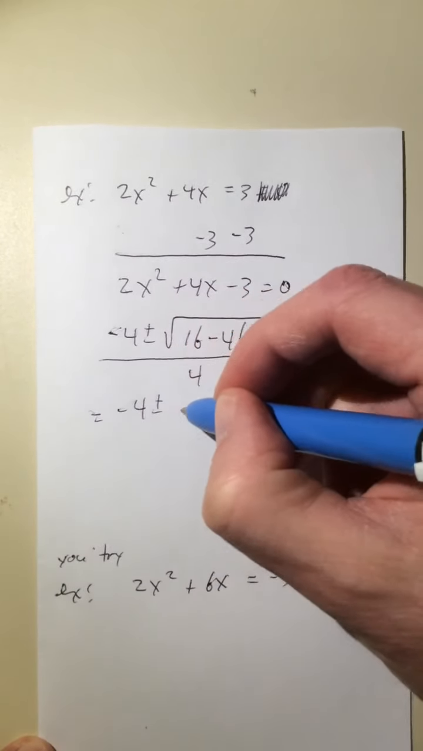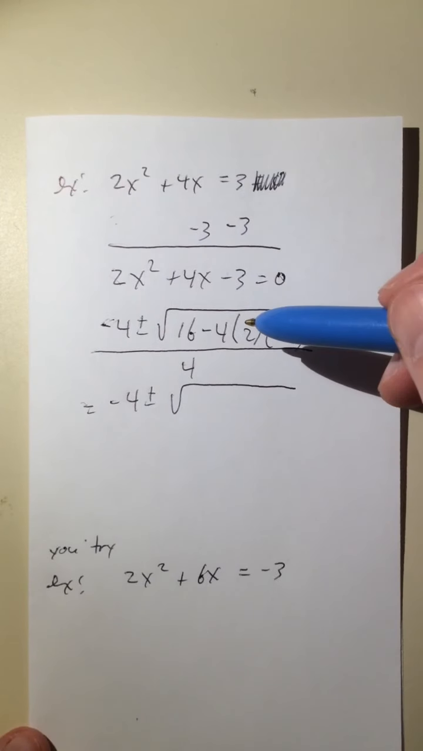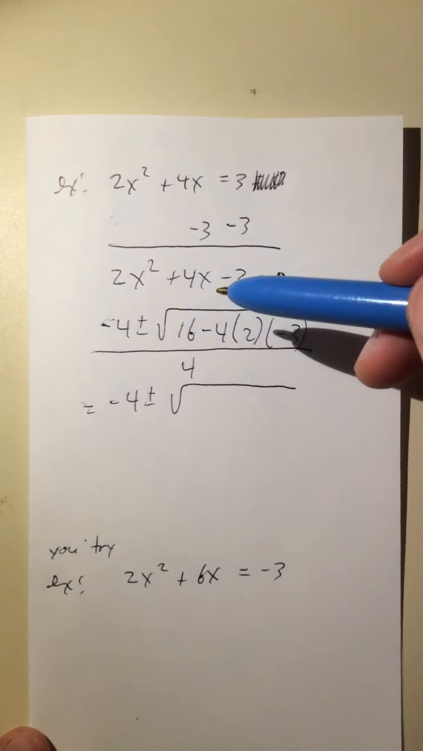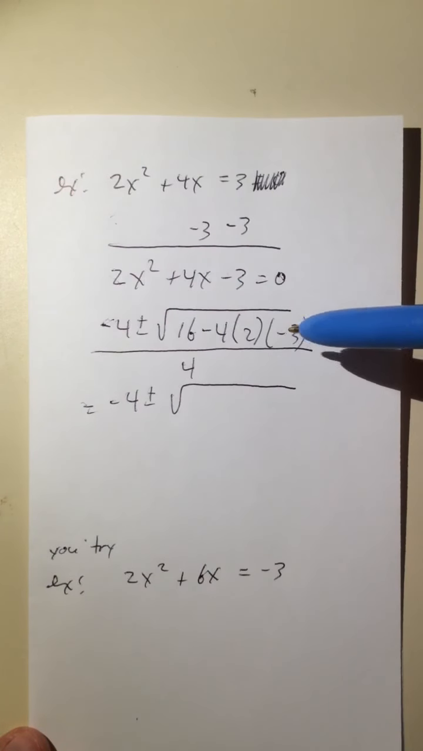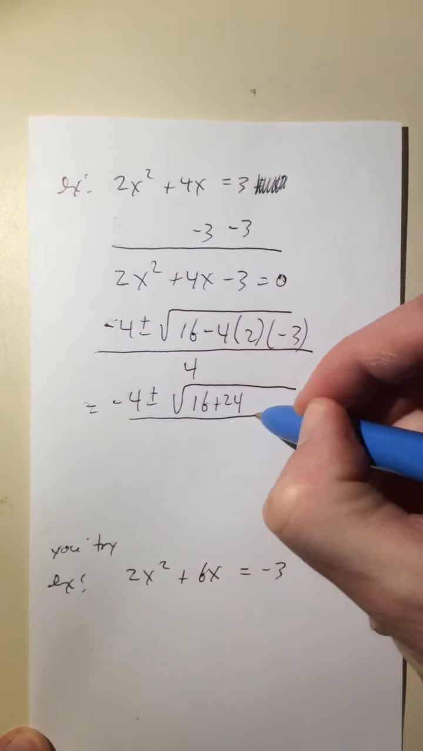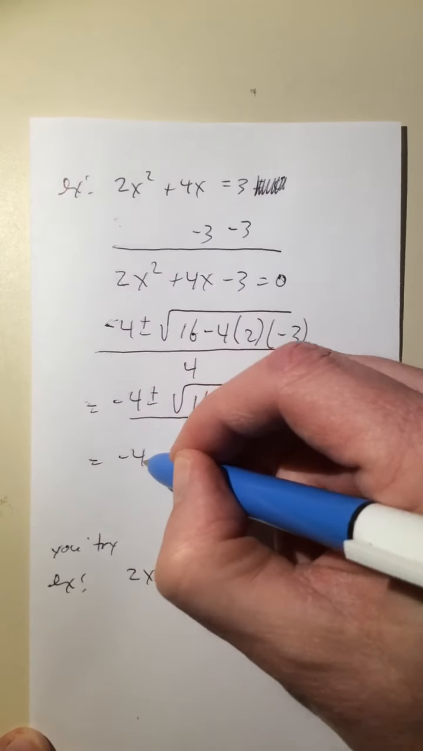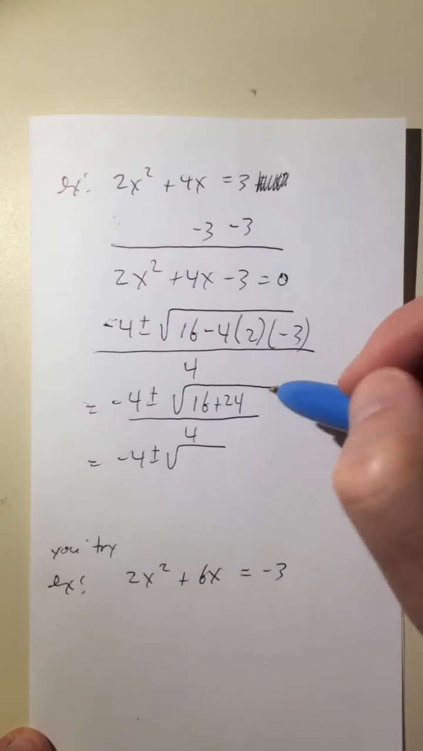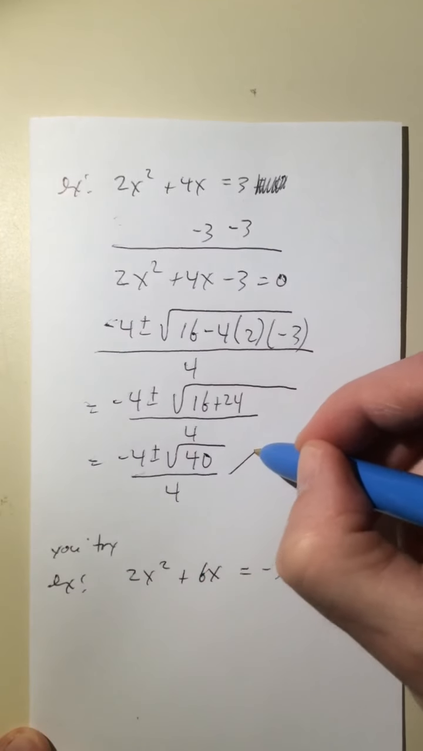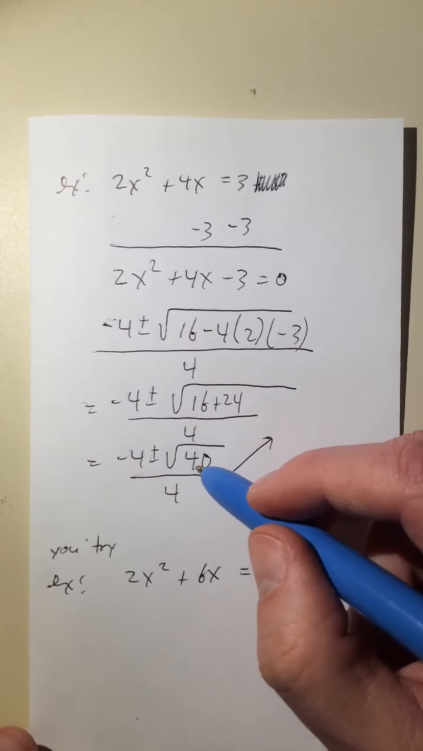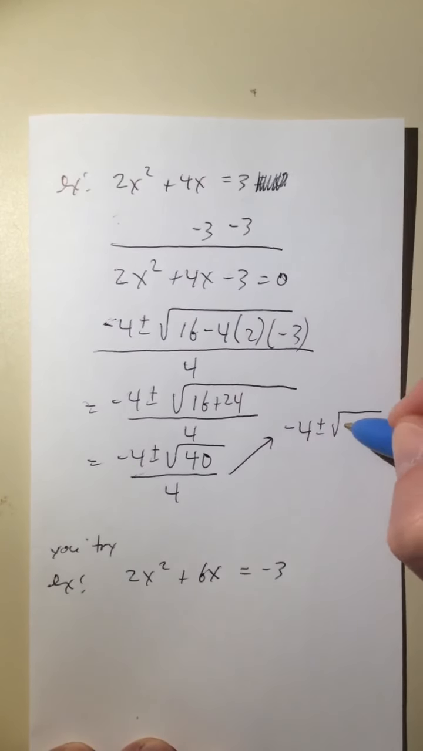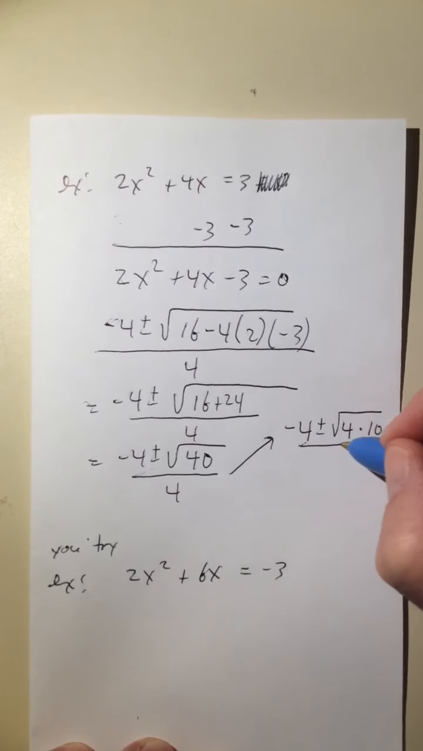So we got -4 plus or minus the square root of, let's see what the work is here. So 4 times 2 is 8. 8 times -3 is -24. 16 minus -24 is 16 plus 24. So we got 16 plus 24 over 4 equals -4 plus or minus the square root of 16 plus 24 happens to be 40 over 4. And we know that the largest perfect square that goes into 40 is 4. So we get -4 plus or minus square root of 4 times 10 over 4.